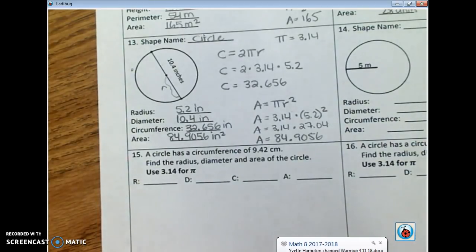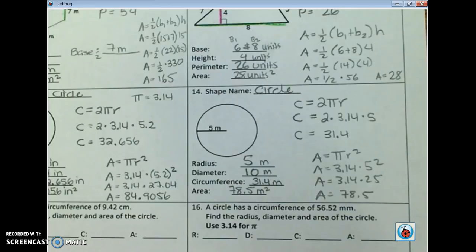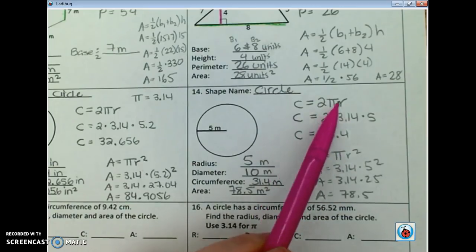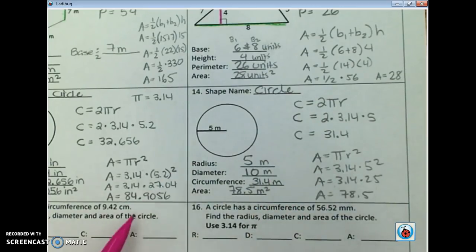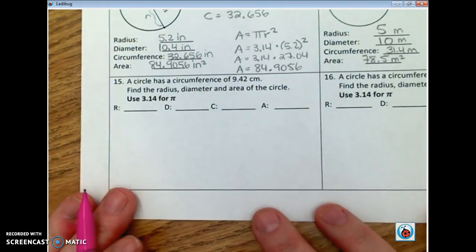All right, now it's your turn. Go ahead and complete number 14. Okay, go ahead and take a look at your work. Check your units. Check how you showed your work. And if you need more time, pause the video and take a look. Otherwise, let's go ahead and go to number 15.